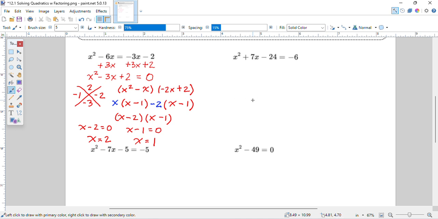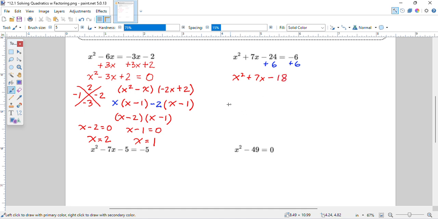We're going to go ahead and try another one. Let's see, I have x squared plus 7x minus 24 equals negative 6. I'm going to go ahead and add that 6 to both sides. And when I do that, making sure the constants go to constants, like terms, we now have x squared plus 7x minus 18.